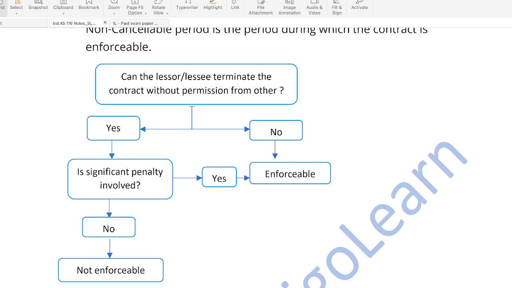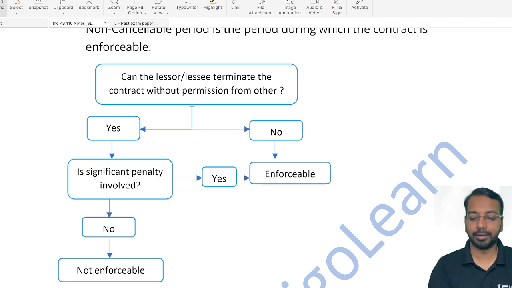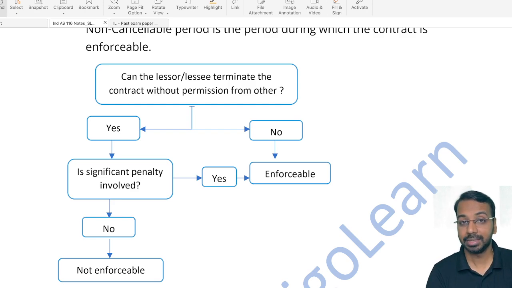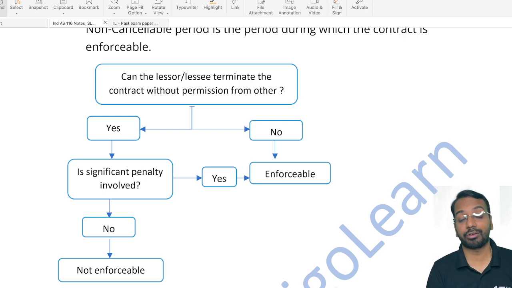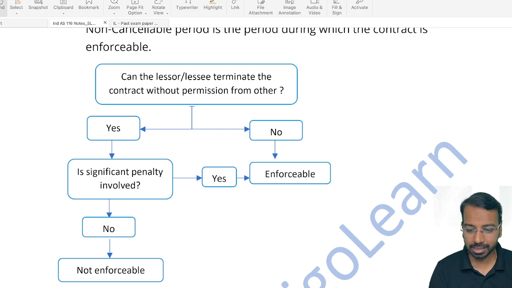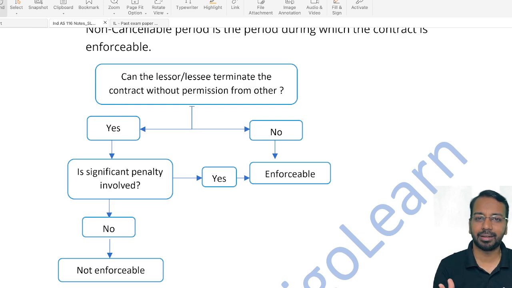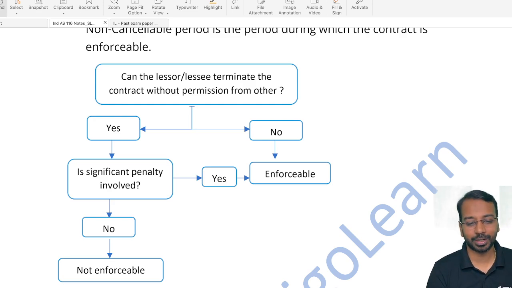Now, if I have to give you another example, generally what happens is, say I have taken a property on lease, and by giving 1 month notice I can vacate the premise, then that is not an enforceable lease, because generally in the industry you can vacate a premise by giving 1 month notice. We have to see, by cancelling the contract, by coming out of the contract, is there a significant penalty? If yes, then that is a non-cancelable period. If there is no significant penalty, only 1 month rent that everybody pays, then that is not a non-cancelable period.